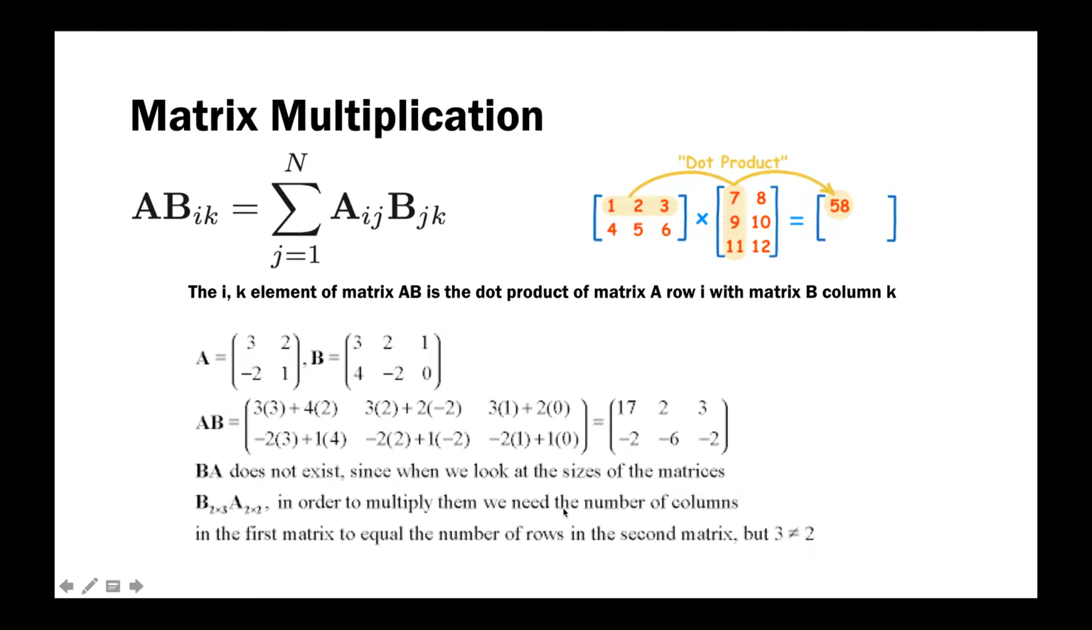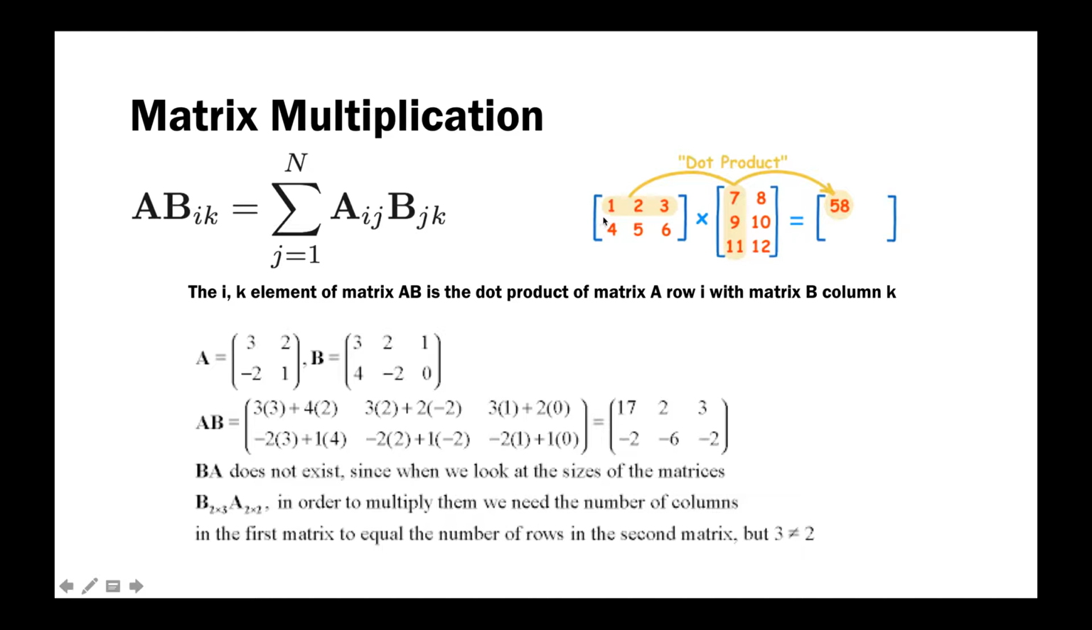But how does this work when I have two matrices where one isn't a vector? Well, in general, to compute the ith row and jth column element of the product of two matrices, I take the ith row of the matrix on the left, which is A, and compute the dot product of the ith row with the jth column of matrix B.